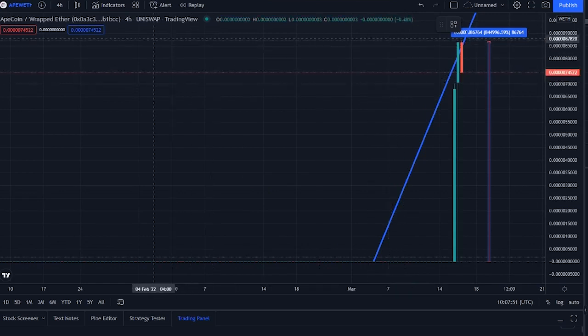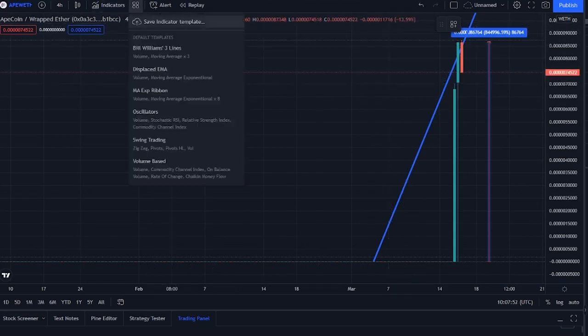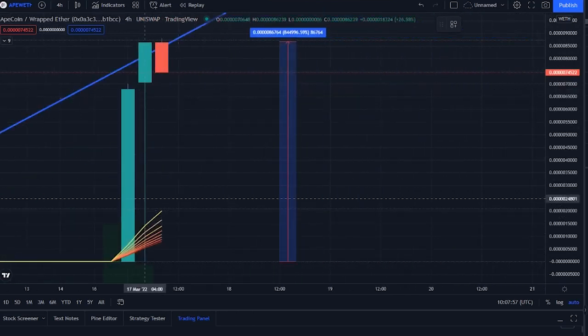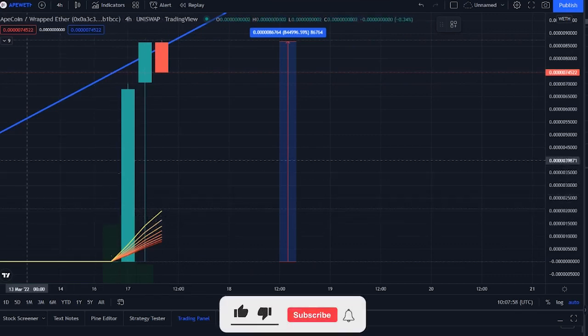APE price is positively correlated with the top 10 coins by market cap with a value of 0.417, excluding Tether, and positively correlated with the top 100 coins by market cap excluding all stable coins with a value of 0.311.